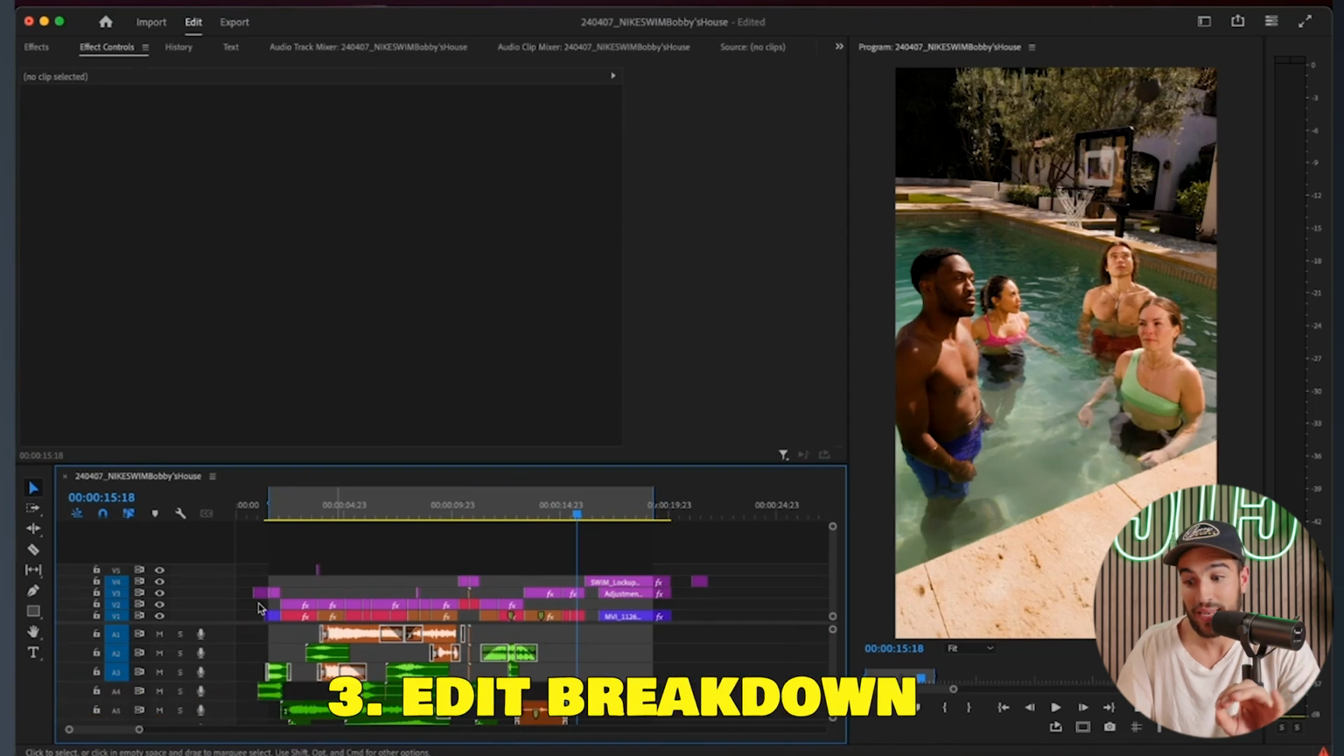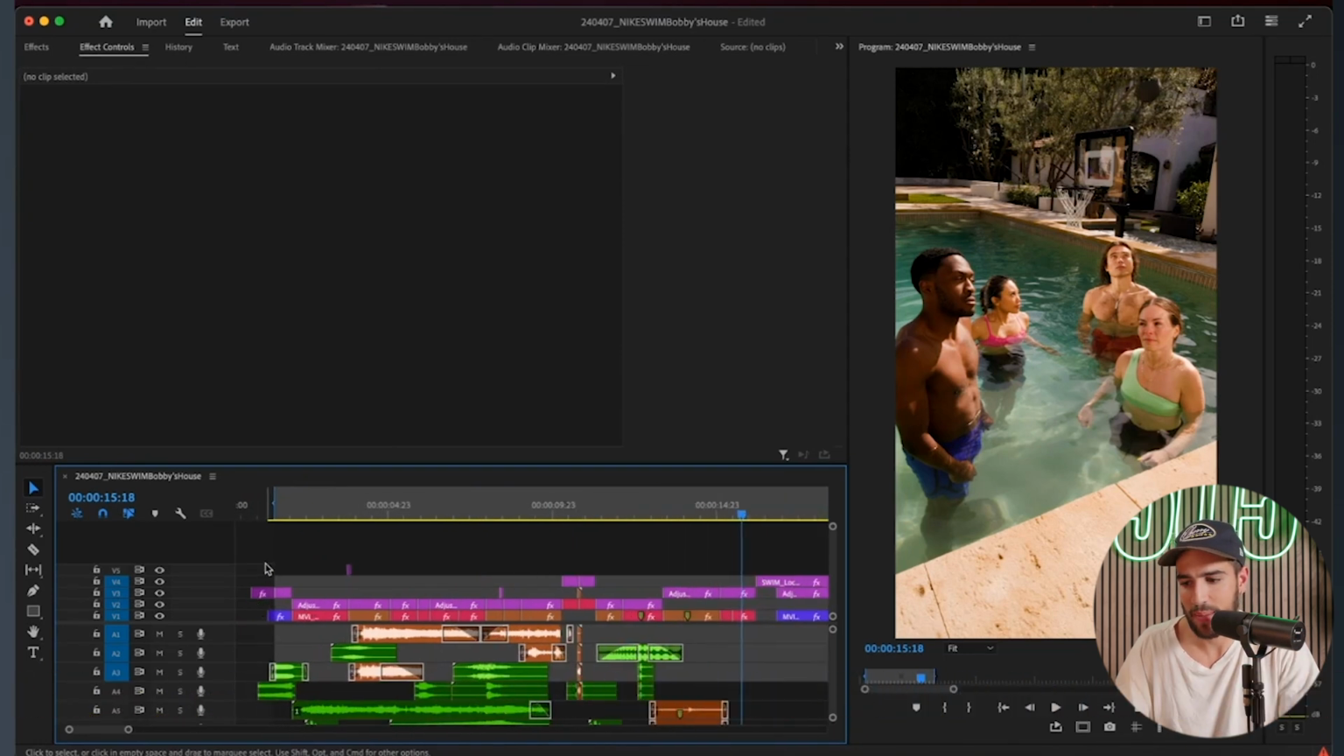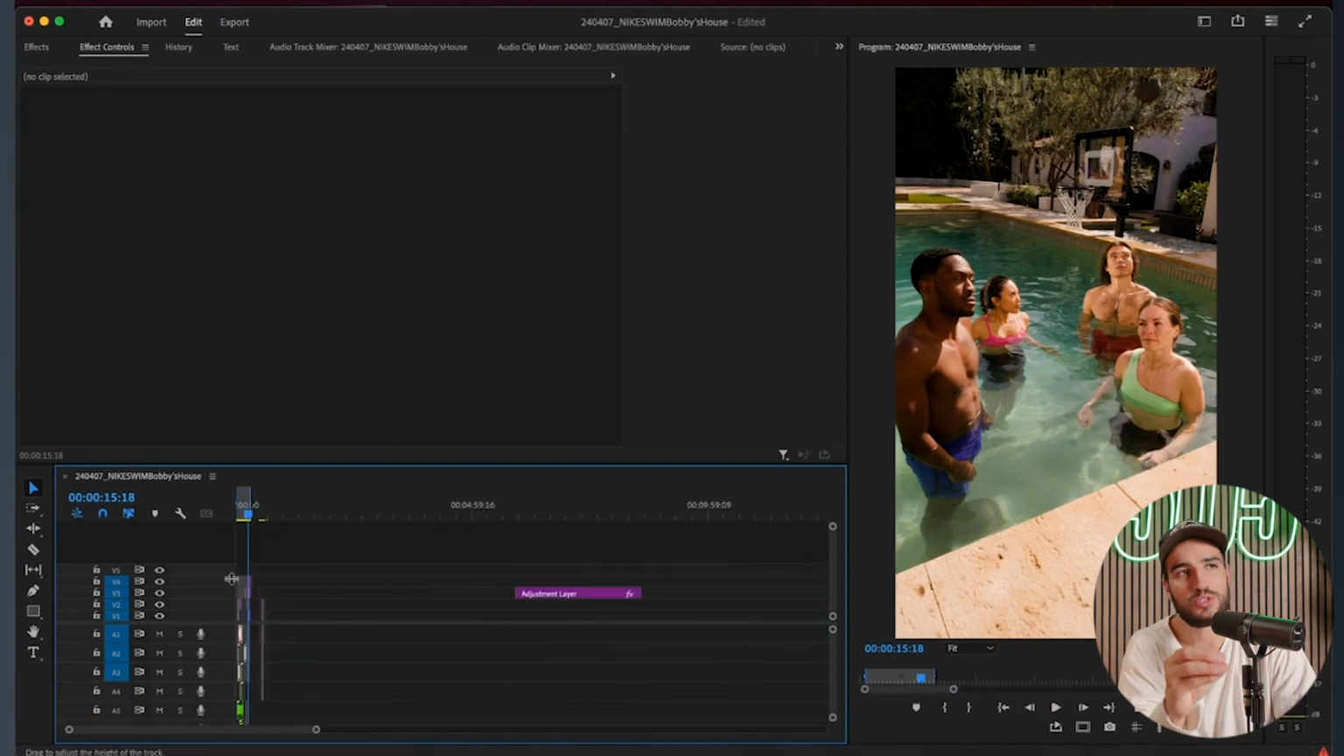Now let's hop into the edit. Now this is where the magic actually happens, because when you sit down with so much footage, it can be really overwhelming. And I want you to think and remember that you have this deck that you've already pre-built. So I'm looking at the deck and I'm saying, okay, how should the story start? The ball drops into the water.